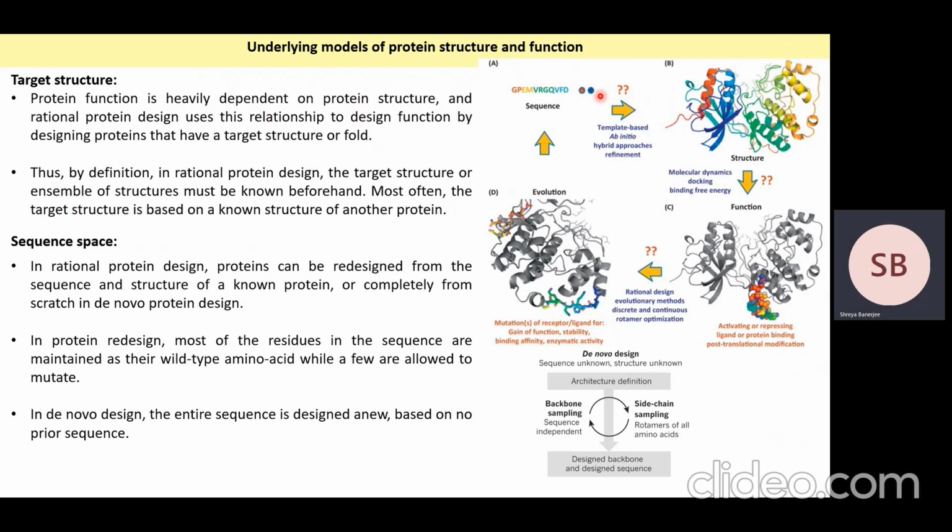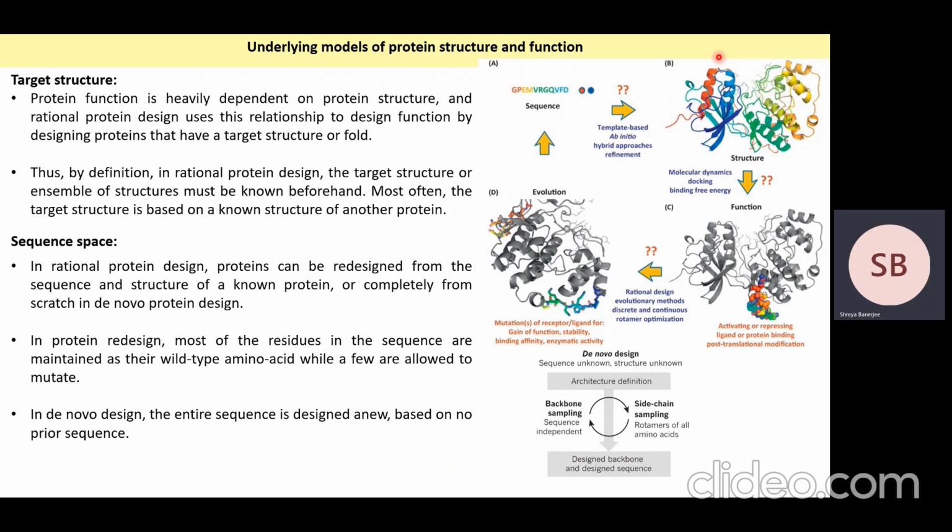So, like we discussed before, from a protein sequence, you get a specific structure, and it is the structure that determines the function. So if we want a specific function, we can design that structure accordingly. But for this, detailed information of structure function relationships is essential.